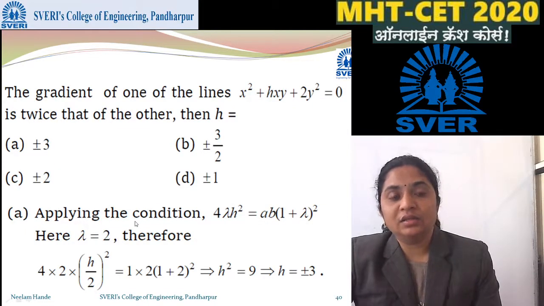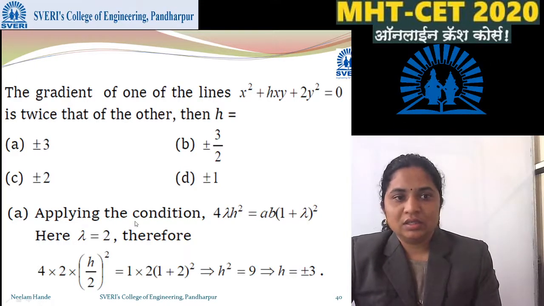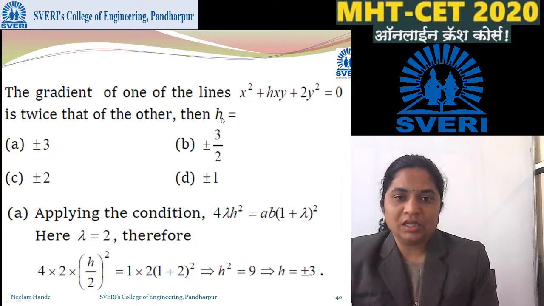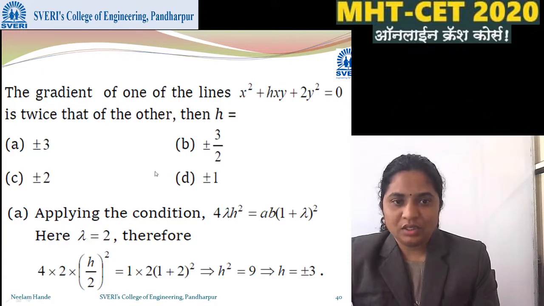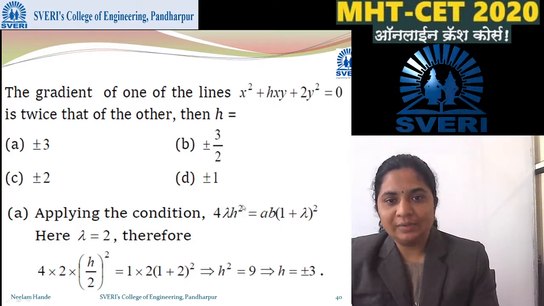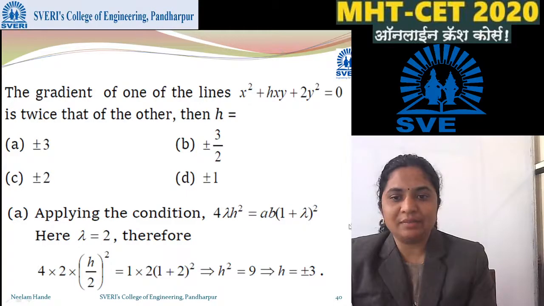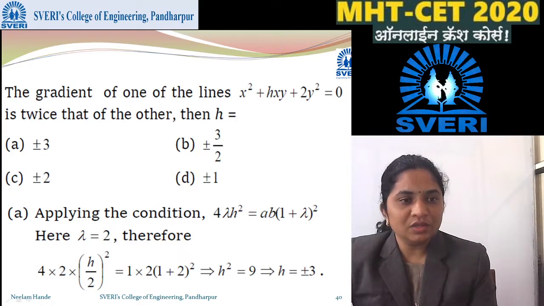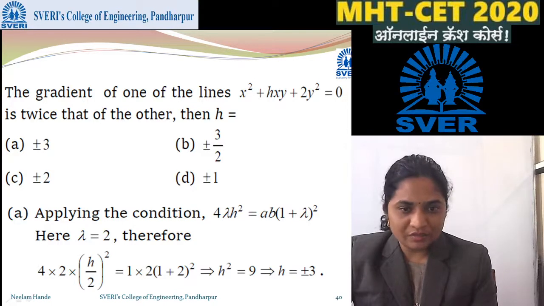Next, gradient. Gradient is slope. The gradient of one of the lines is twice that of the other, then h is equal to. Slope is lambda times the slope of the other. We know this condition. Now applying the condition, what is the condition? If one slope is lambda times the other, then 4 lambda h square is ab into (1 plus lambda) bracket square. Here lambda is what? Twice, right? So lambda is 2.